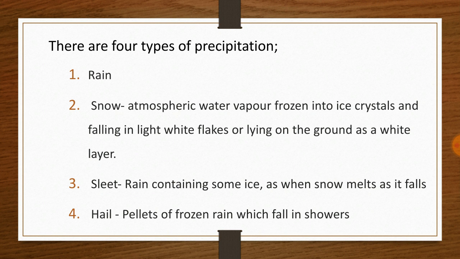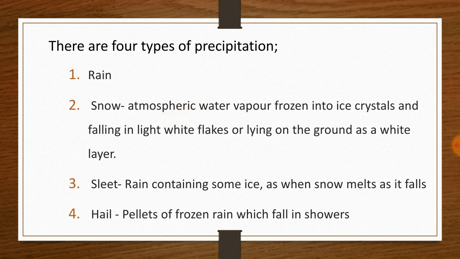And the second one is snow. What is snow? Atmospheric water vapor frozen into ice crystals and falling in light white flakes or lying on the ground as a white layer. So this explanation is not there in your textbook. You can note it down.